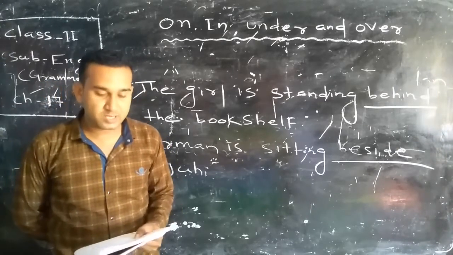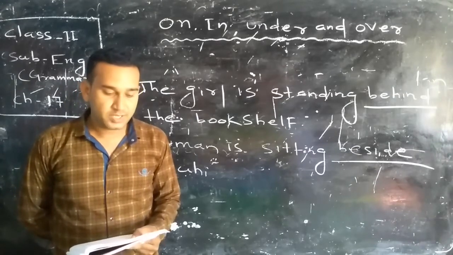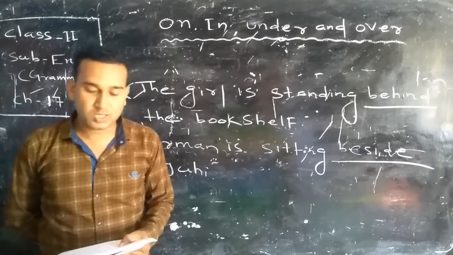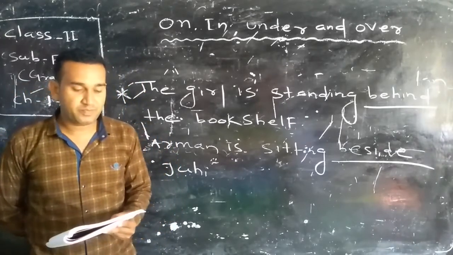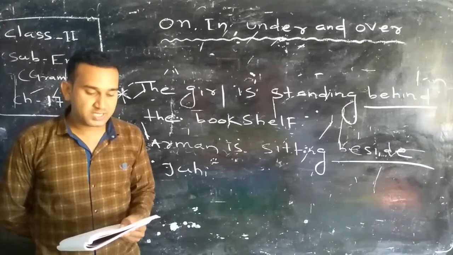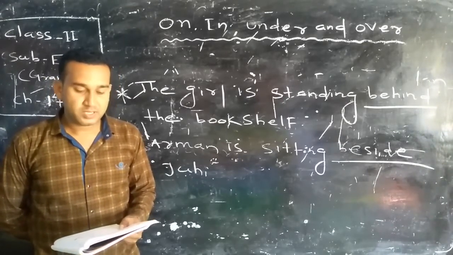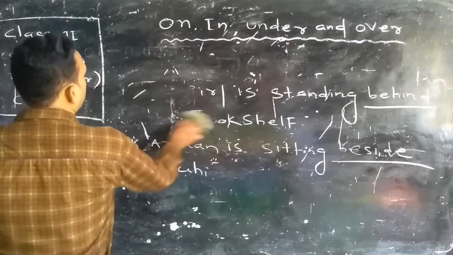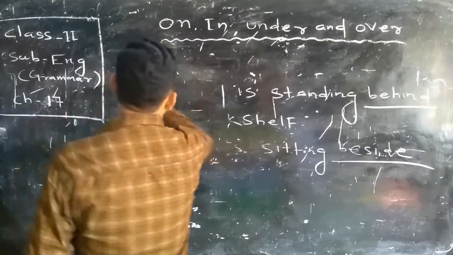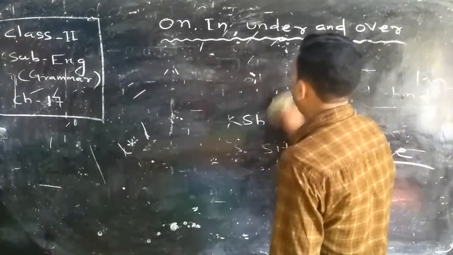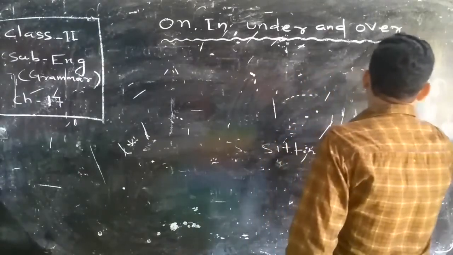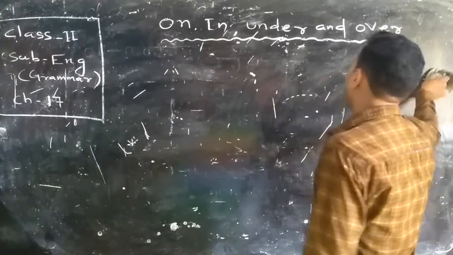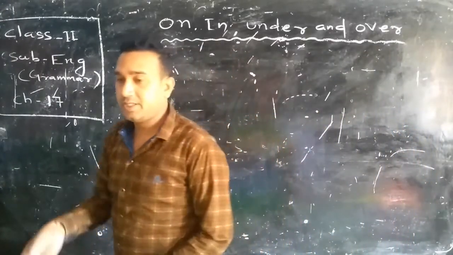Such words tell us the position of a person, animal or things and are called prepositions. So this type of words tell us the position of a person or an animal or things are called prepositions. Okay, this one is called preposition. So let's note it in your notebook. Which one is preposition? You need to know about all the sentences and all the words. So let's start. You have to note it.